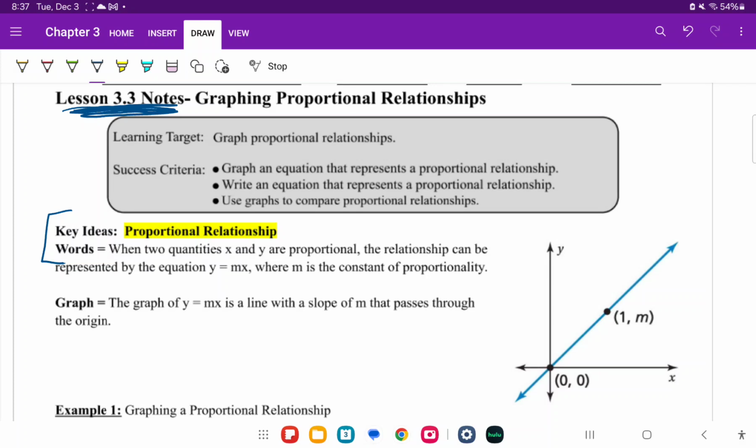The graph of y equals mx is a line with a slope of m that passes through the origin. Okay, the graph of y equals mx is a line, underline line, with a slope of m that passes through the origin. Okay?